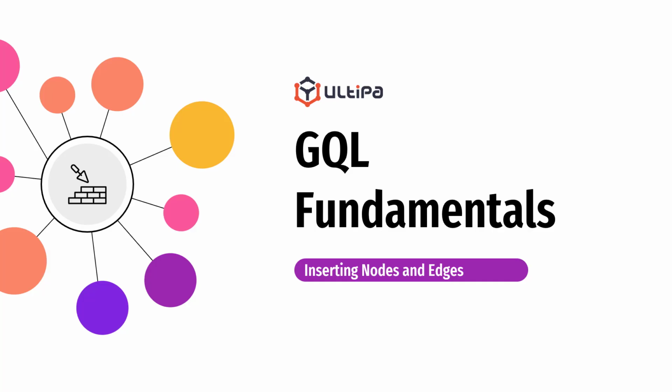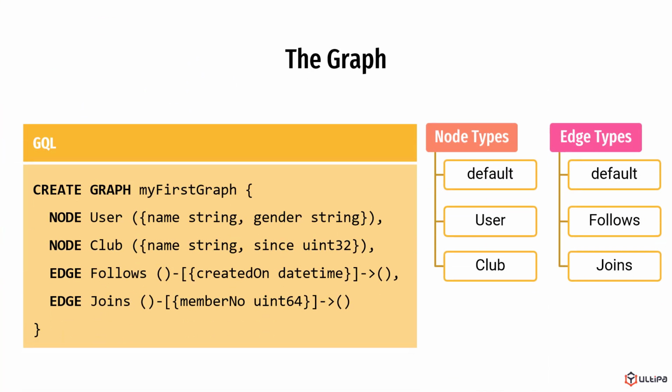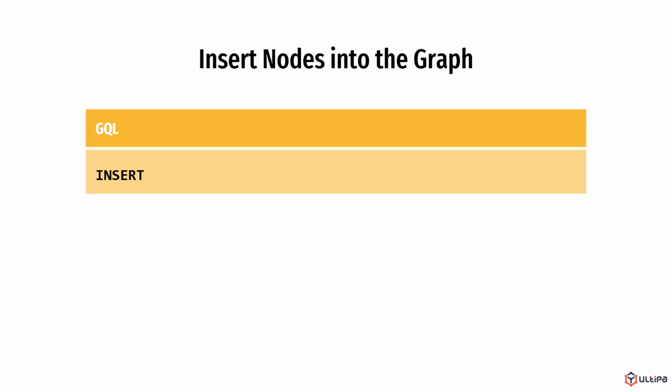With the graph created, you are ready to insert nodes and edges into it. This graph from the previous lesson includes node types, user and club, and edge types, follows and joins. The GQL statement you use to add data to a graph is insert.